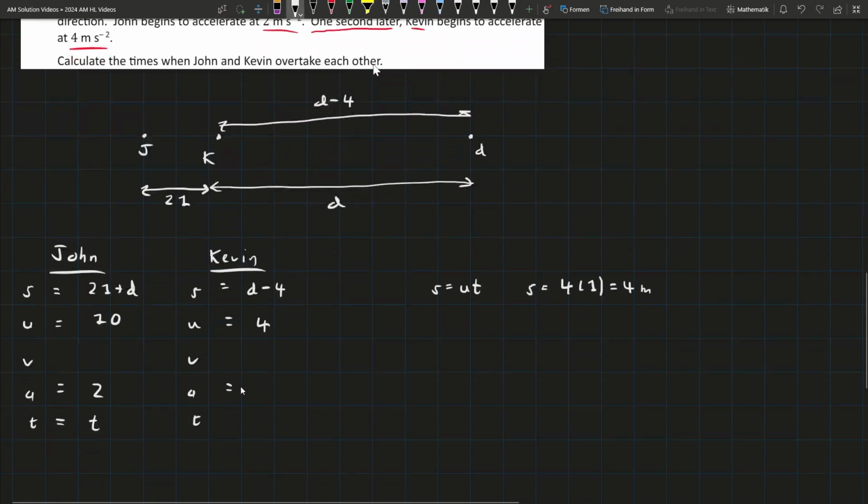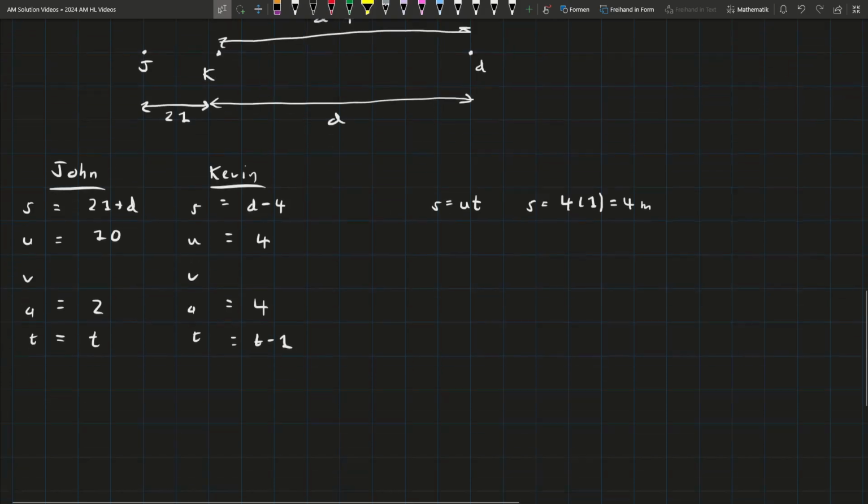His acceleration at this point is going to be 4 meters per second squared. So Kevin begins to accelerate at 4 meters per second squared. And the time that it takes him, it doesn't take him t seconds. It takes him t seconds from the very start, which is from when he was here. But now that 1 second is already gone, the time it's going to take him to get to the end is going to be t seconds minus 1, because we've already done 1 second.